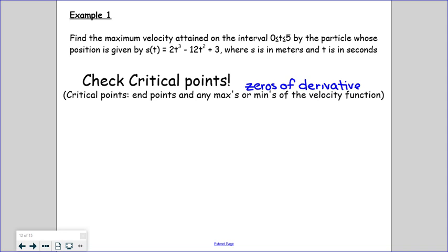So you always are going to look at the zeros of the derivative to identify potential maxes and mins of a function on a closed interval. So if we look at this one, let's start with that second part, zeros of the derivative. We're looking for the maximums of the velocity function, which means we need to find the velocity function, and then we'll find its derivative. So let's start by just finding our velocity function.